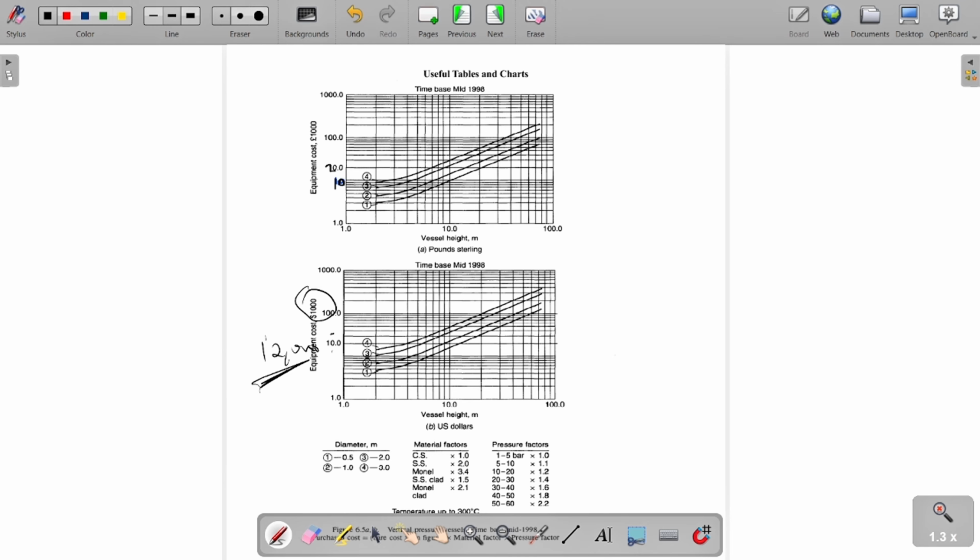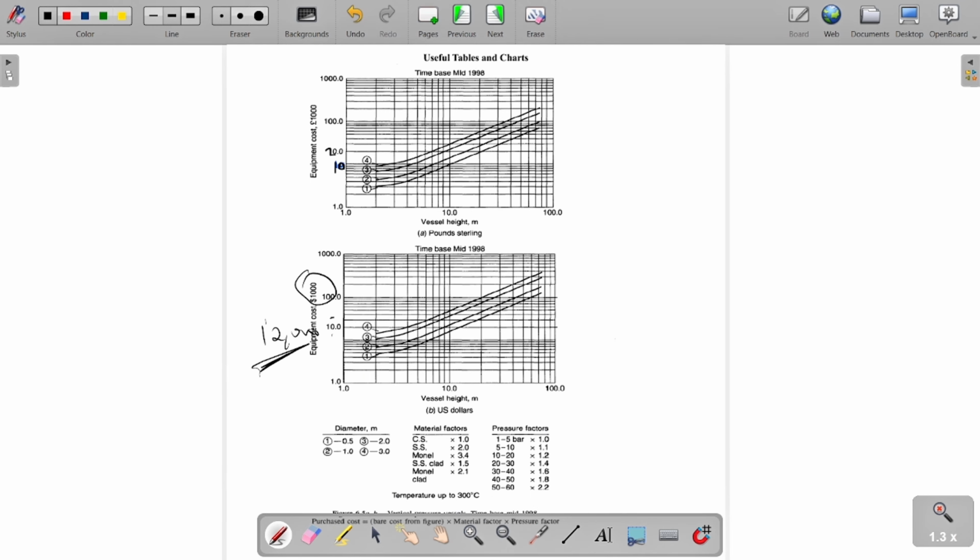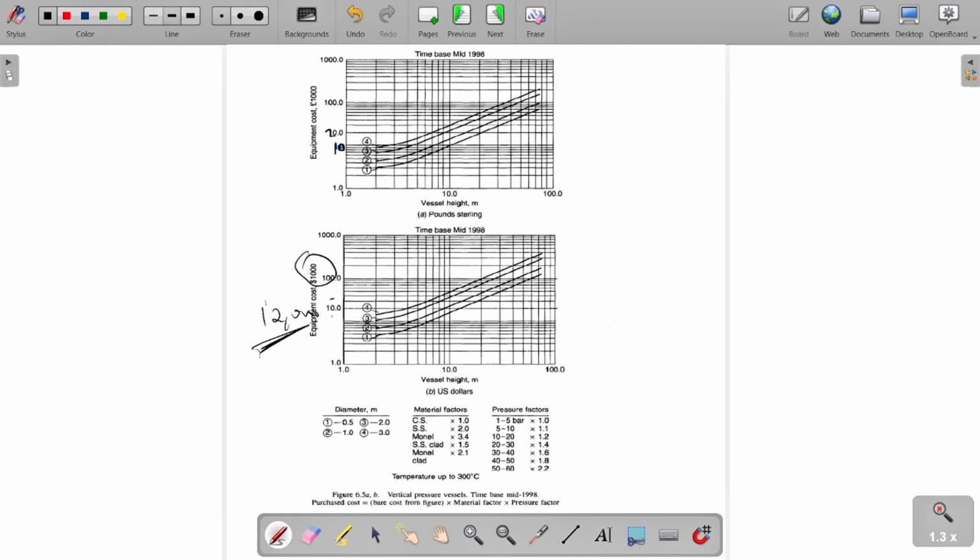This cost is what you call the bare cost of the equipment. To get the purchase cost, the bare cost is multiplied by the material factor times the pressure factor. Let's say the material of construction is stainless steel, so you multiply the bare cost by 2.0. If it's carbon steel, you multiply by 1.0. If the system is working at 1 bar, we use 1.0; at 5 bar, we use 1.1; at 20 bar, we use 1.2. That gives you the purchase cost. The one you read from the graph is just the bare cost.